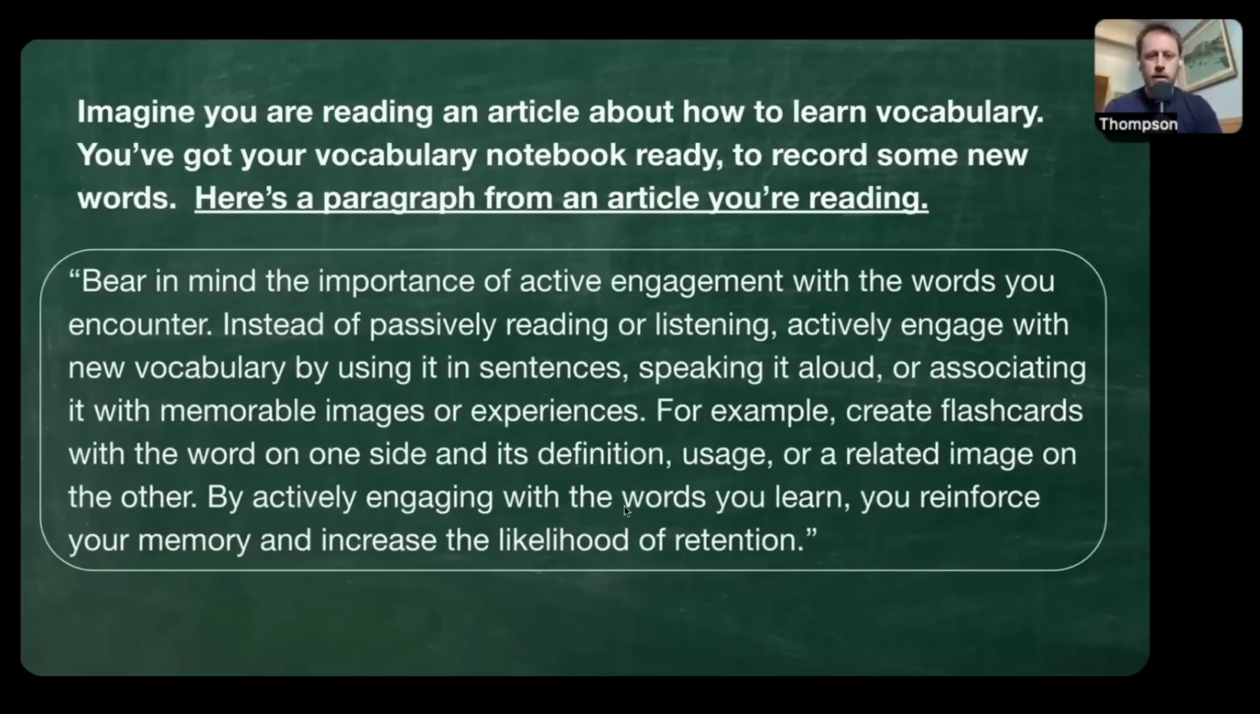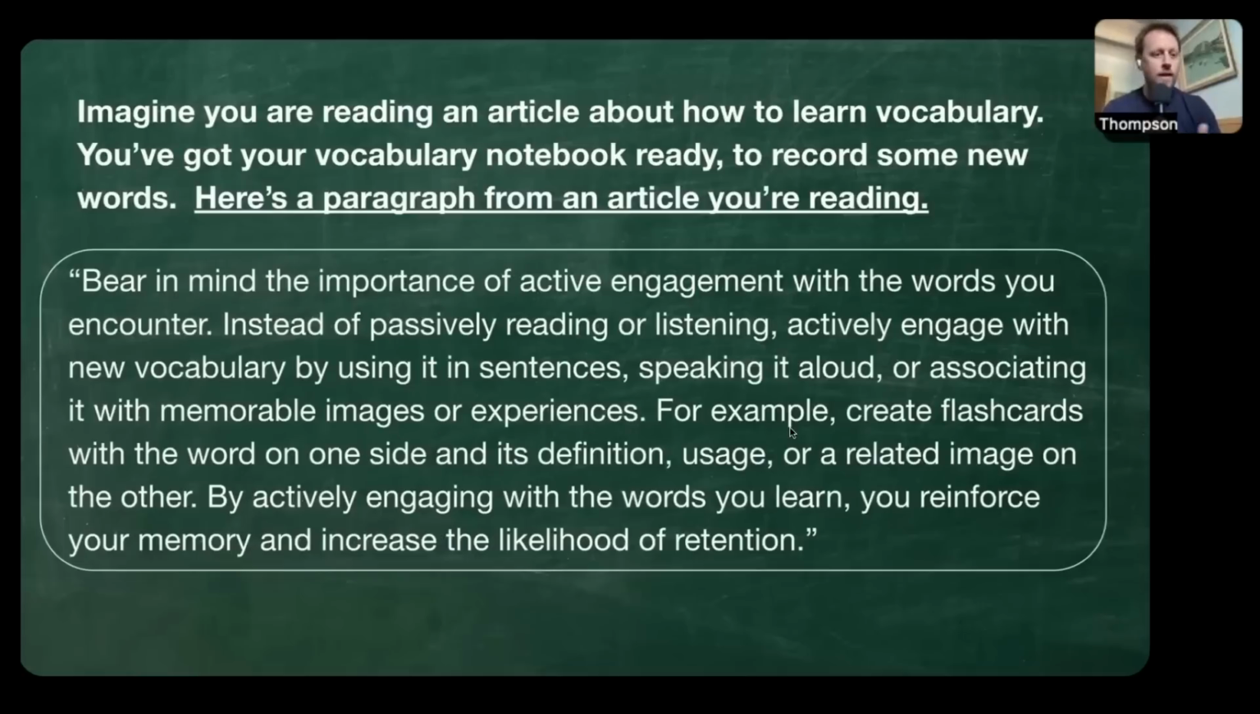All right, so let me just read through this. Imagine that you're going to be picking up some vocab from this. I could read the whole thing, but let's see. Bear in mind the importance of active engagement with the words you encounter. Instead of passively reading or listening, actively engage with new vocabulary by using it in sentences, speaking it aloud, or associating it with memorable images or experiences.